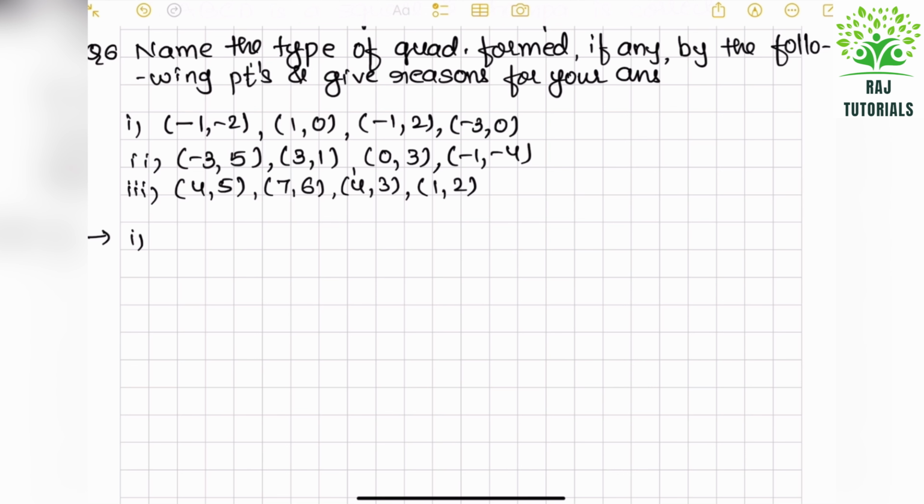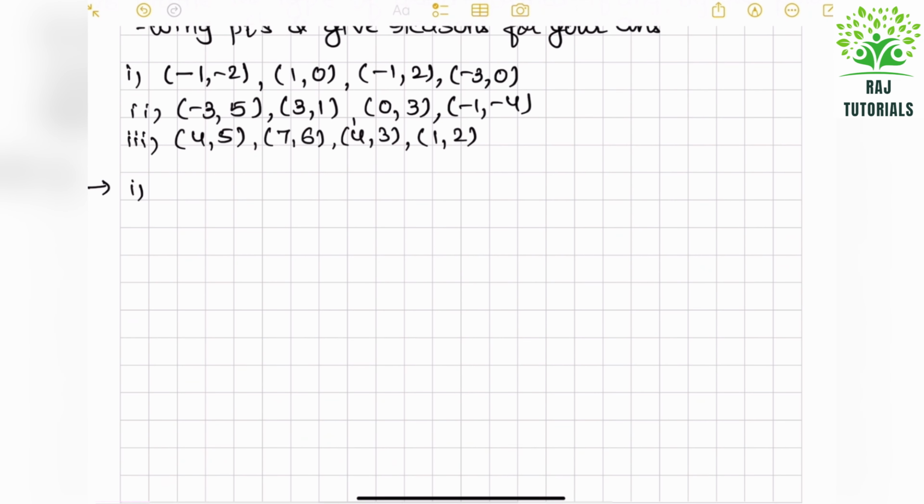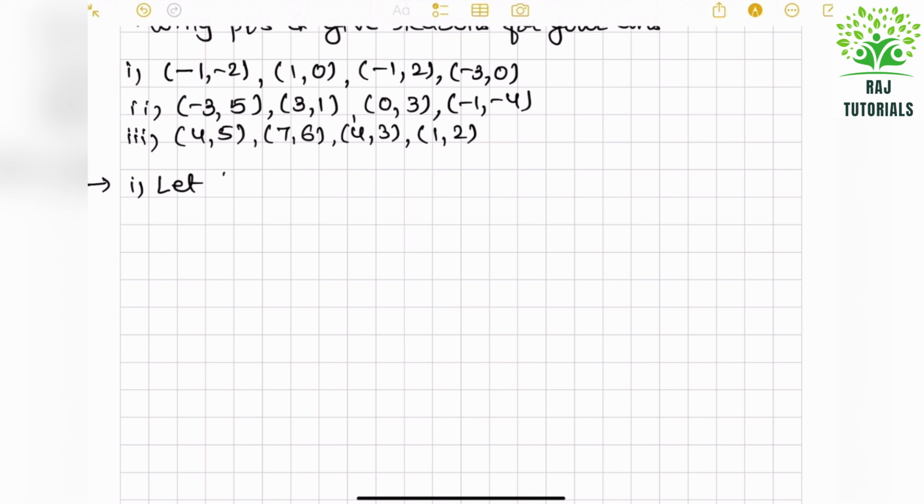Next question says, name the type of quadrilaterals formed, if any, by the following points and give reasons for your answer. First one is (-1, -2), (1, 0), (-1, 2), (-3, 0). Second one says (-3, 5), (3, 1), (0, 3), (-1, -4). And third one says (4, 5), (7, 6), (4, 3), (1, 2). So let us solve the first one.